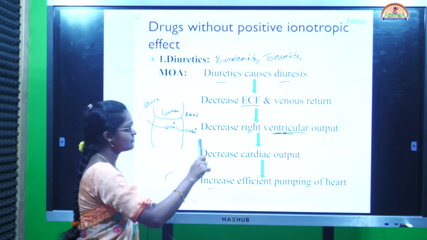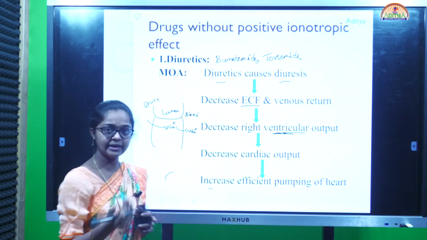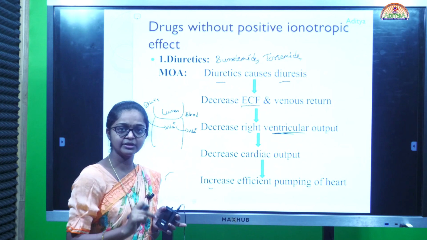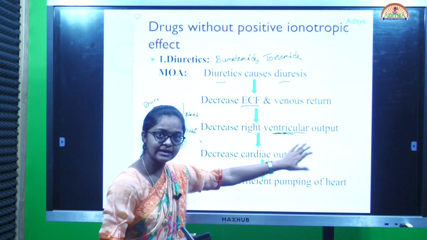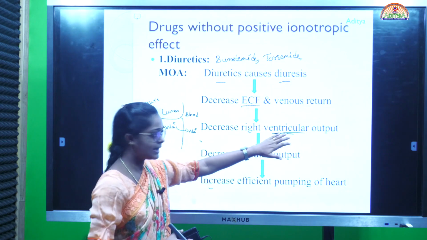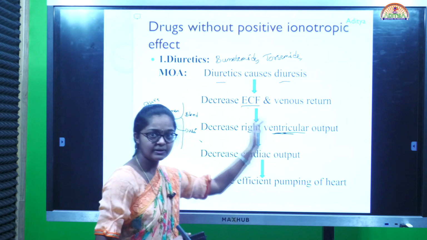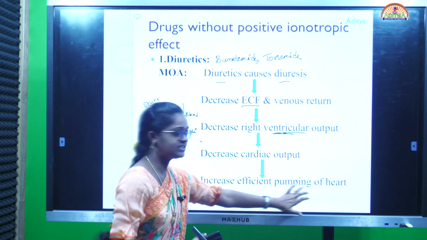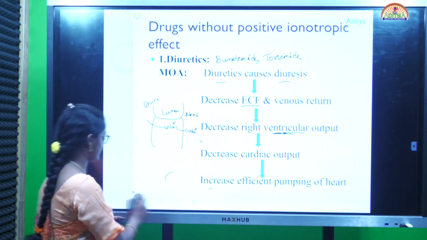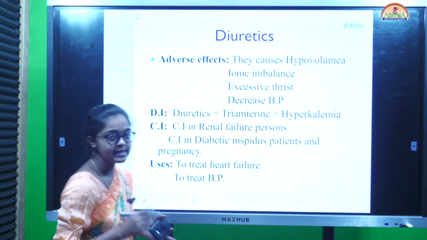The main mechanism of action of diuretics is that they cause diuresis, decrease the venous return to the heart, decrease the extracellular fluid, and decrease the right ventricular fluid. So cardiac output decreases, and it increases the efficient pumping of the heart. This is the mechanism of action of diuretics.